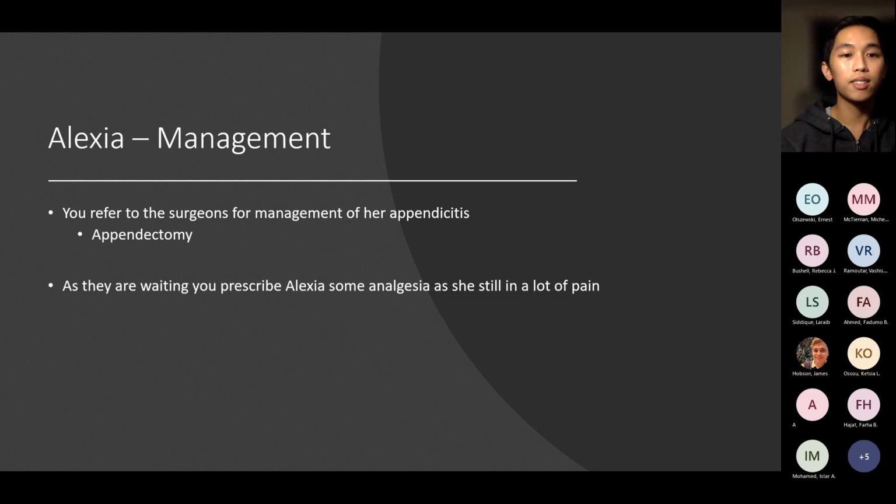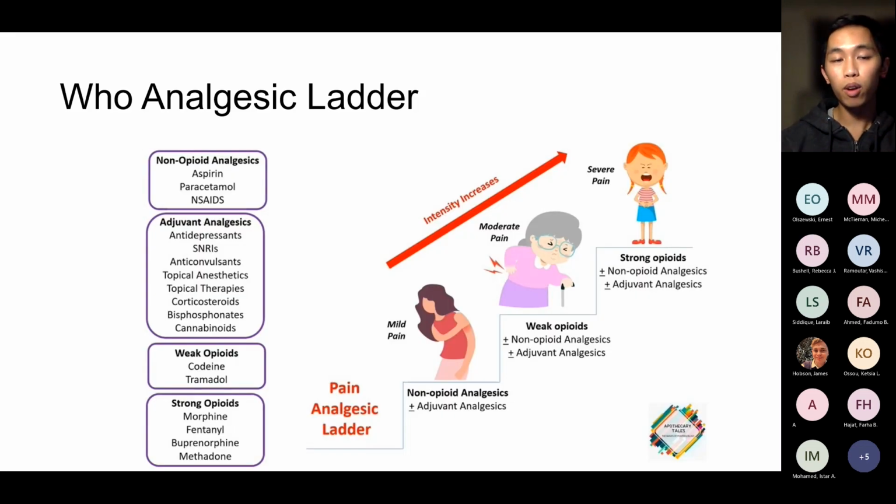So you refer Alexia to the general surgeons for management of her appendicitis, which in this case should be an appendectomy, so a removal of the appendix. And as you wait for the general surgeons, you prescribe Alexia analgesia because she's still in a lot of pain. And we prescribe analgesia using the WHO analgesic ladder. And this is a stepwise approach to titrate the analgesia we're giving to a person's pain.